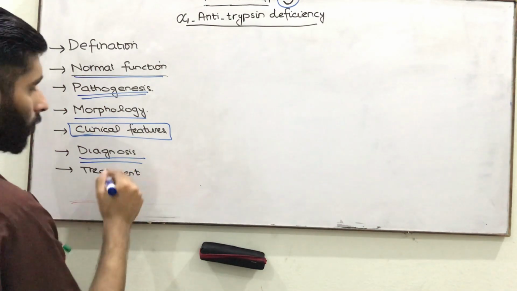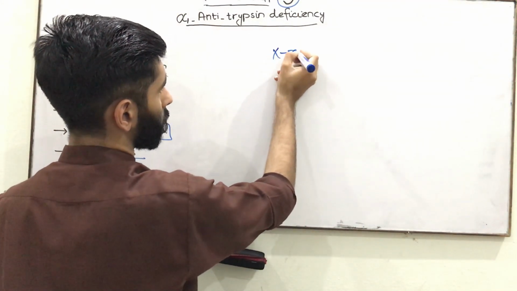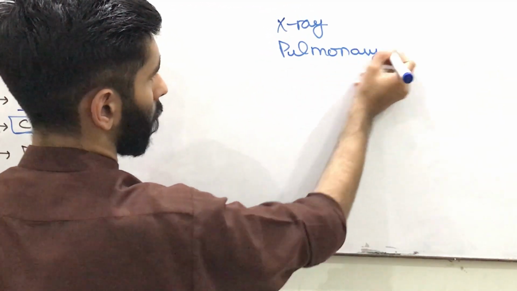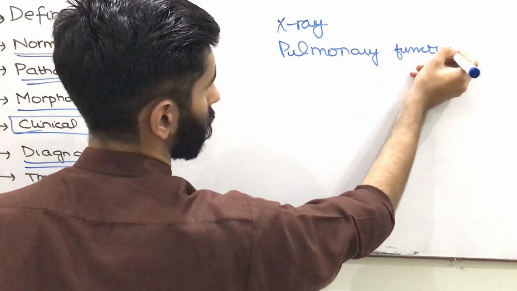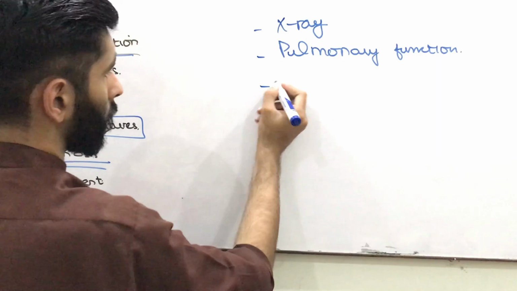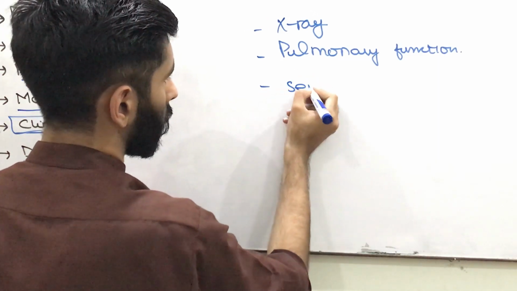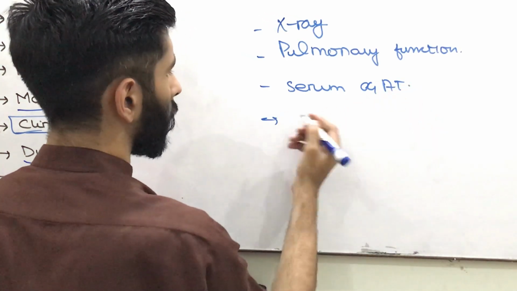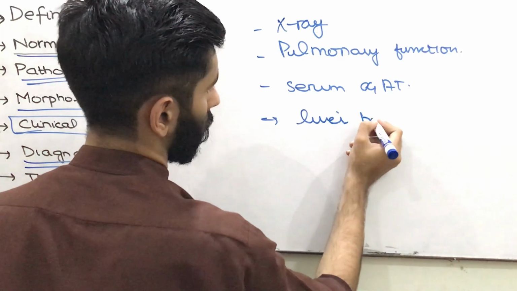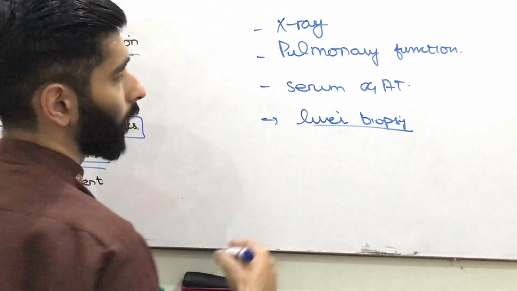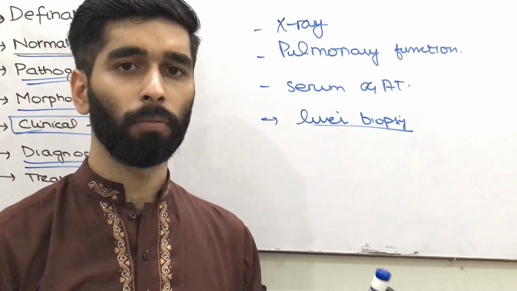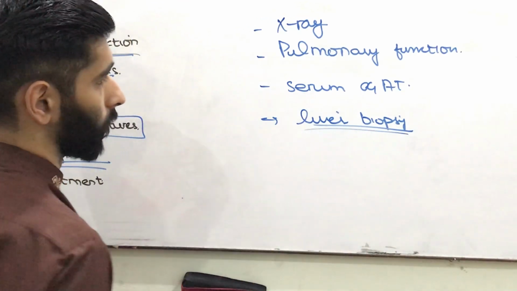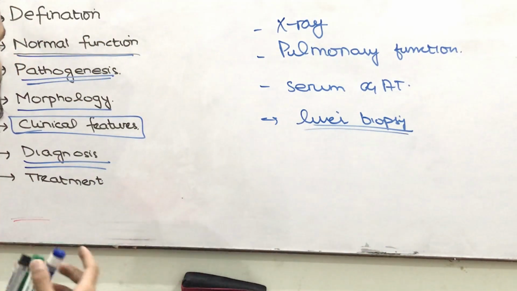Now, how do we diagnose this disease? We will perform X-ray chest, pulmonary function test, serum level of alpha 1 antitrypsin, spirometry, and liver biopsy. As I already mentioned, we perform liver biopsy and observe the specimen under the microscope with PAS staining, which shows cytoplasmic inclusions. So this is how to diagnose.